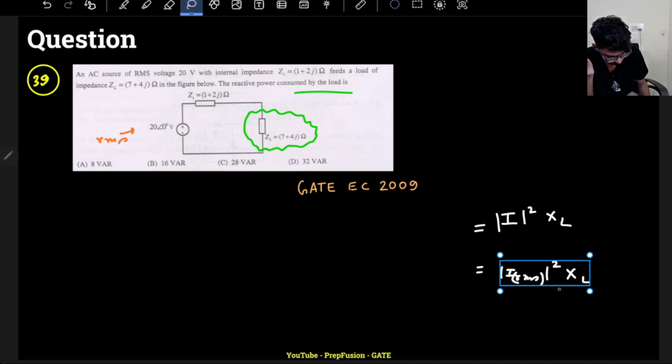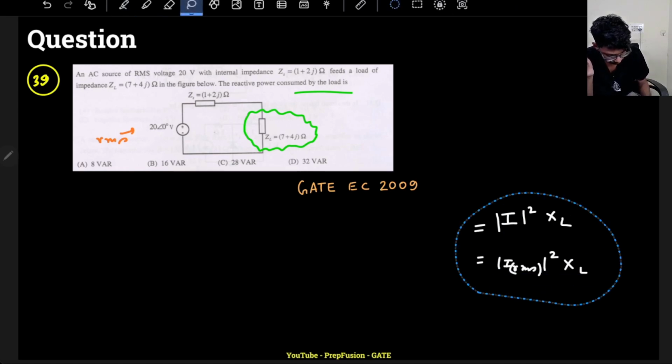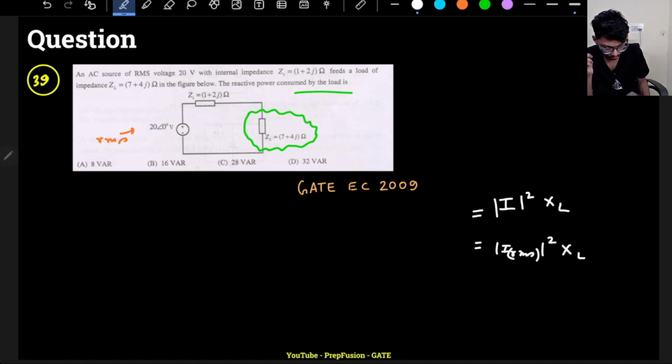I can directly write this as the reactive power consumed by the load, so I just need to find the I RMS. How do I find the I RMS? There are many ways to solve it, and we will solve it both ways. The first is to find I RMS.